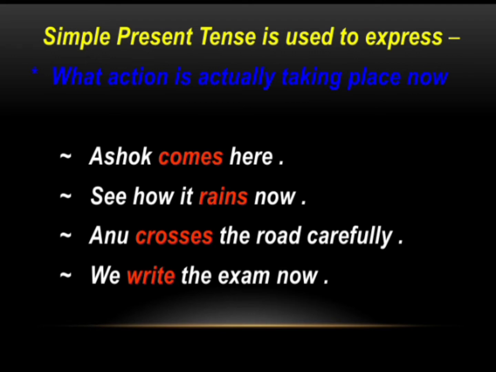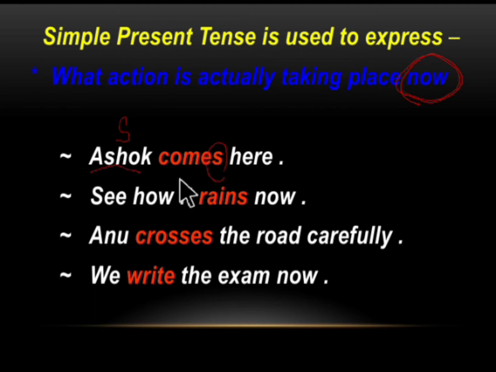The next rule that we have to follow is simple present tense is used to express what action is actually taking place now. So the current action, the action that is taking place now, is expressed. Ashok comes here. Right? Here Ashok is the subject and Ashok is singular. And see, we have followed the rules. We add s to the verb. Ashok comes here. This is simple present tense.